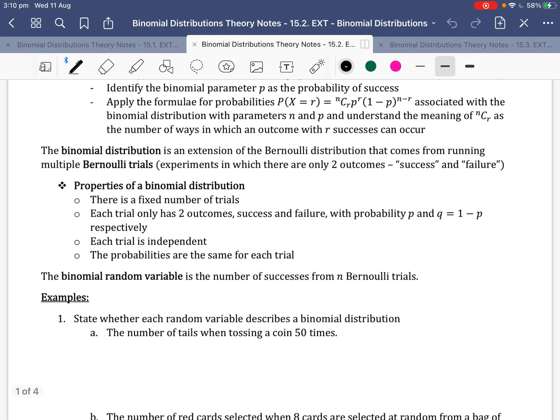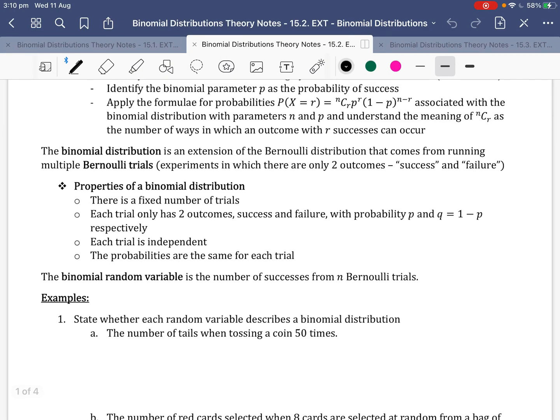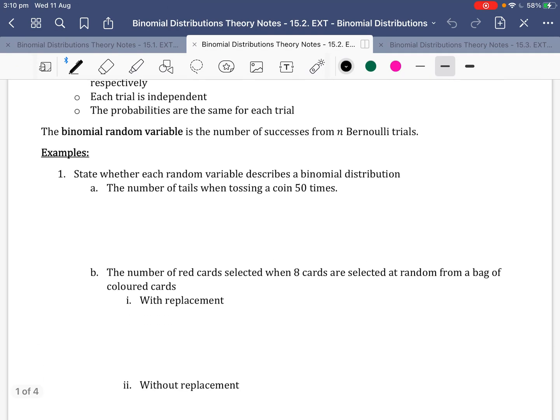So the binomial distribution is an extension of the Bernoulli distribution that comes from running multiple Bernoulli trials, which are experiments that have only two outcomes, success and failure. So the properties of a binomial distribution are that there is a fixed number of trials. Each trial only has two outcomes, success and failure, with probability p and q equals 1 minus p respectively. Each trial is independent and the probabilities are the same for each trial. The binomial random variable is the number of successes from n Bernoulli trials.